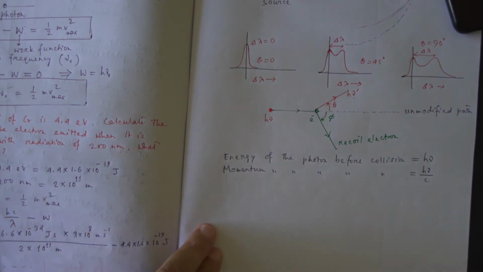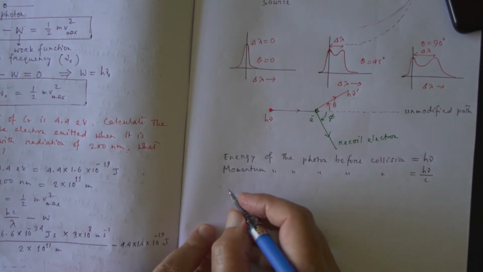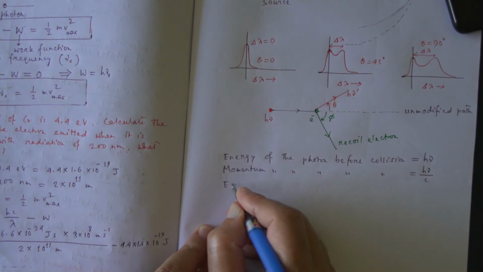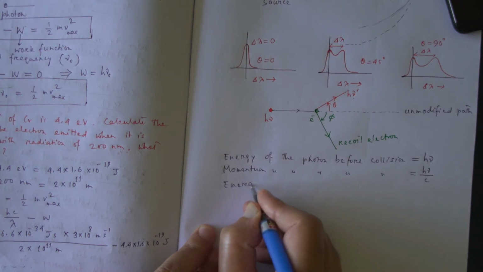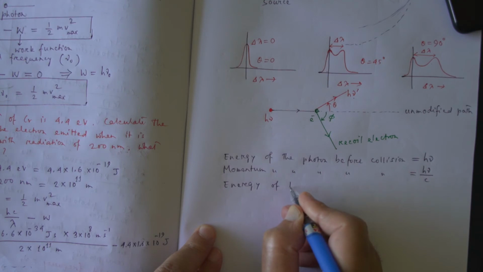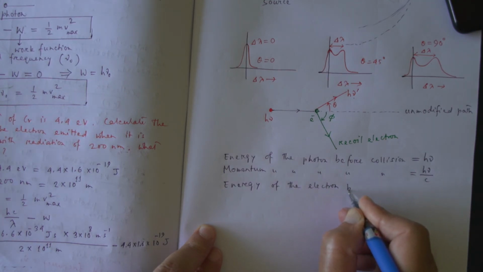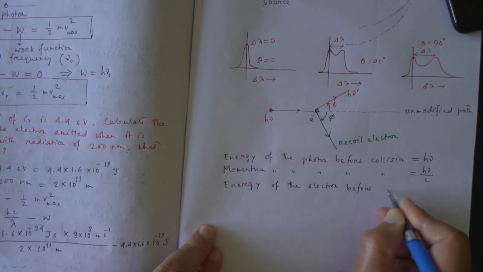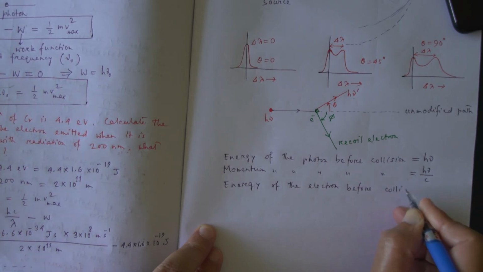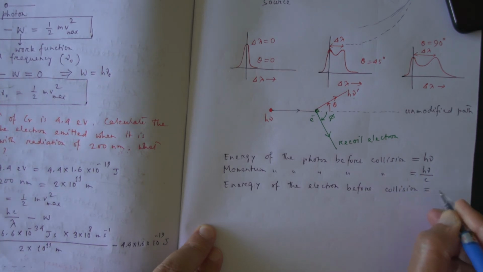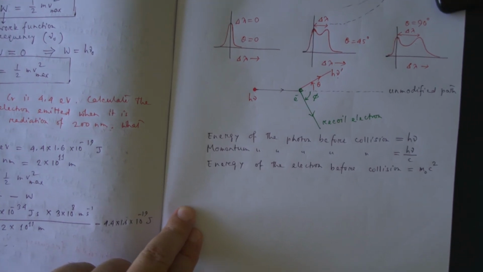Similarly, say energy of the electron before collision, say this is m naught c square. Okay.